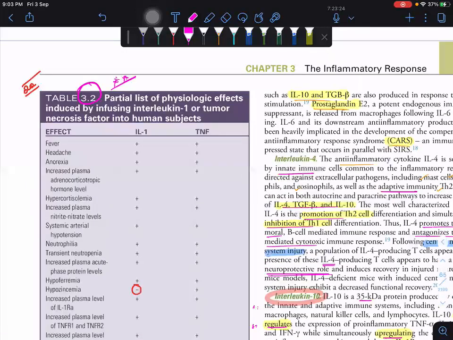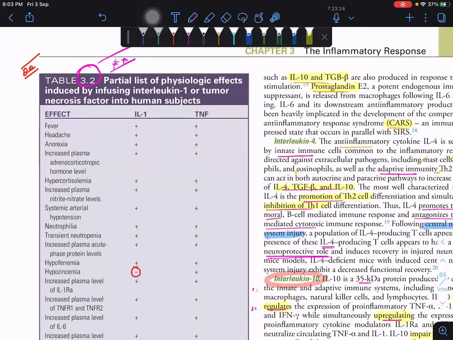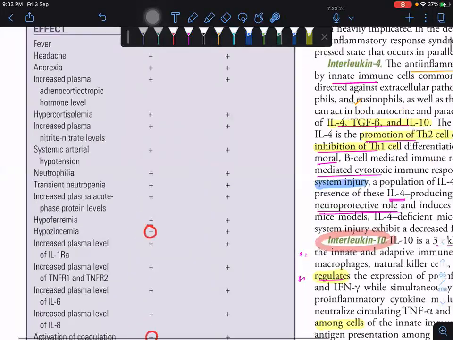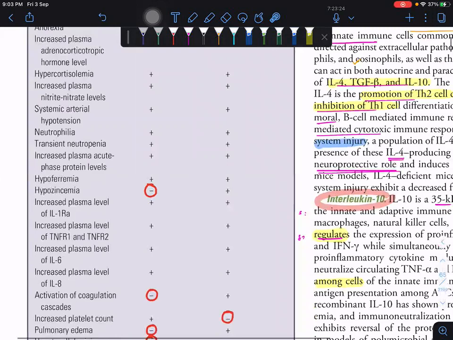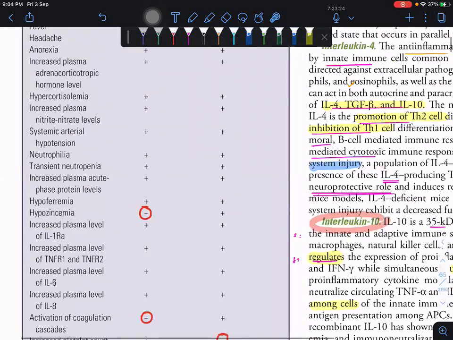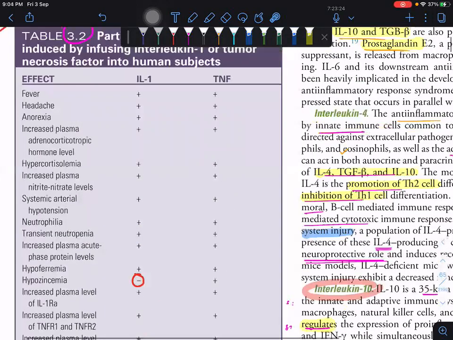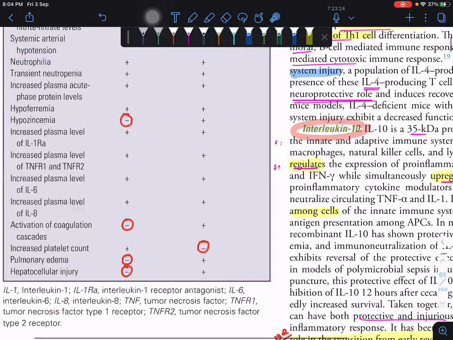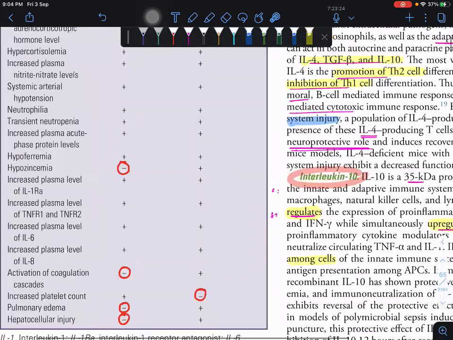You see, they are telling that it is the partial physiological effects induced by infusing interleukin 1 or TNF-alpha into human subjects. They injected both interleukin 1 and TNF-alpha into human subjects, and they are checking what effects are happening. In that, the MCQs: remember all of this happens in TNF, tumor necrosis factor, except increased platelet count. The platelet count is not increased in TNF. When we are injecting TNF, only the platelet count is not increasing. The rest of the things are happening.